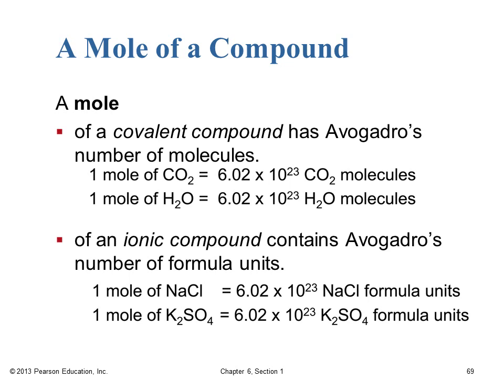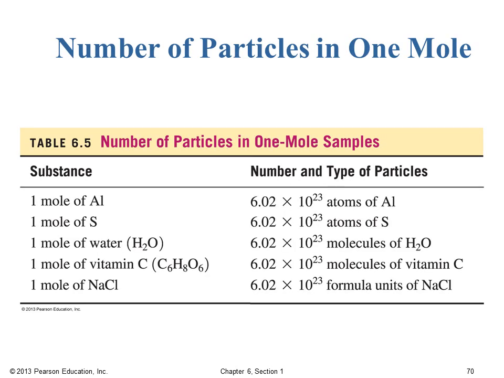If you have an ionic compound, it tells you how many you have of the compound, or the compound together. So for 1 mole of NaCl, you have 6.02 times 10 to the 23rd NaCl compounds, or formula units is what they like to call them. If you have 1 mole of potassium sulfate, you have 6.02 times 10 to the 23rd formula units of potassium sulfate. So it's just different terminology sometimes used in covalent versus ionic compounds. And so again, just showing you a table of the relationship between mole and the number that they're talking about.